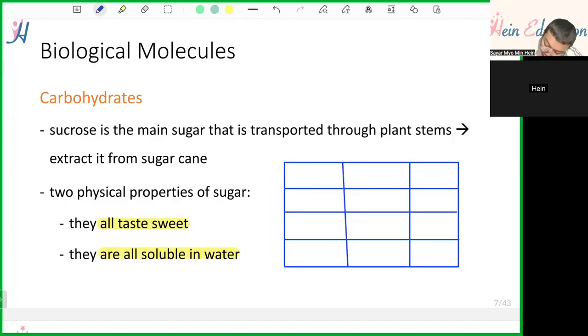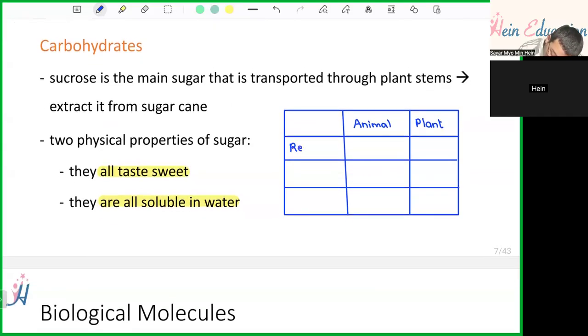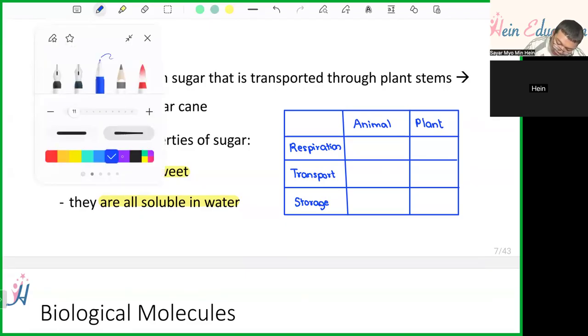So we've got animals and plants. We've got animal and plant. For respiration, and for transport, and also for storage. So let's look at the different forms of sugar used for different purposes.